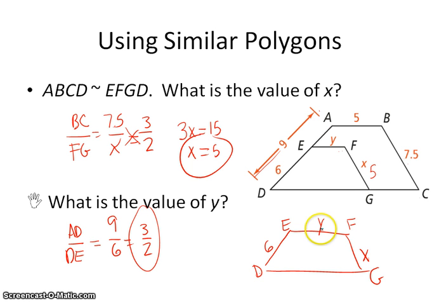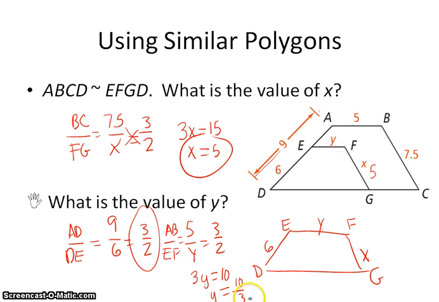Now we can do the same thing to solve for y. AB, which is 5, to EF should be this same ratio, right? So it's a 5 to y, which has to be a 3 to 2 ratio. Once again, we can cross multiply, and we get 3y is equal to 10, and y is equal to 10 over 3. And you can see that that does end up being a 3 to 2 ratio. 5 to 10 over 3 does end up being a 3 to 2 ratio. So that's our value for y.